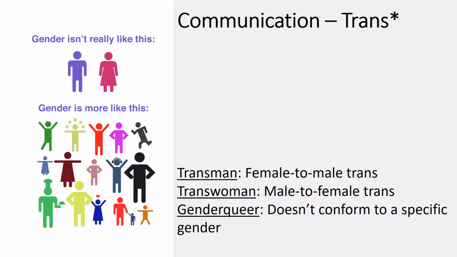A trans woman is someone who at birth is assigned the male sex, but identifies as a female or identifies as a woman. Gender queer is a very commonly used term in the transgender community. A gender queer refers to someone who does not conform to a specific gender at all. So they don't identify as male, they don't identify as female, they identify with something in between, or they may identify with both, or their identity may fluctuate from day to day.